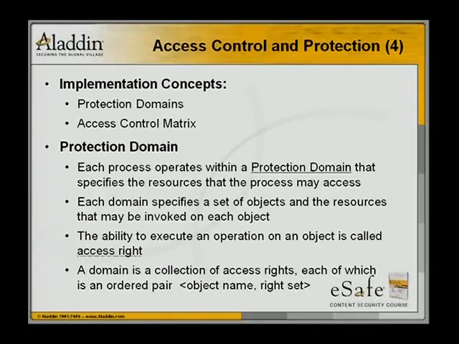So if it's a printer object, it has specific kinds of access rights, which is print, maybe delete print jobs, but not read, write, or execute. Also, as we can see in the slide, a domain is a collection of access rights, each of which is an ordered pair in accordance with object name and right set. So we have the object name, let's say it's a folder called finance, and we have the rights set to that object name. So the folder finance has the rights of read and write, but not execute.